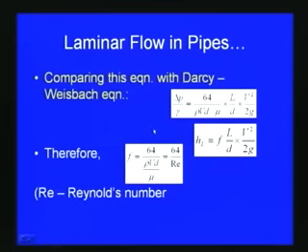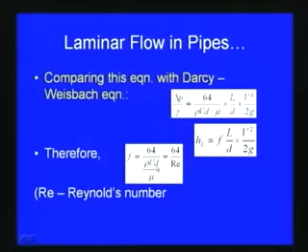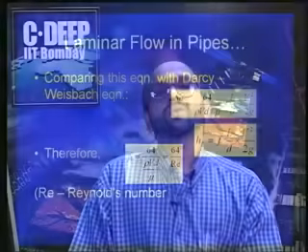So, in comparison with the Darcy-Weisbach equation, the Hagen-Poiseuille equation which we derived here, we can write with respect to this friction factor as 64 by Reynolds number for the case of pipe flow, for the case of laminar flow which we discussed now.